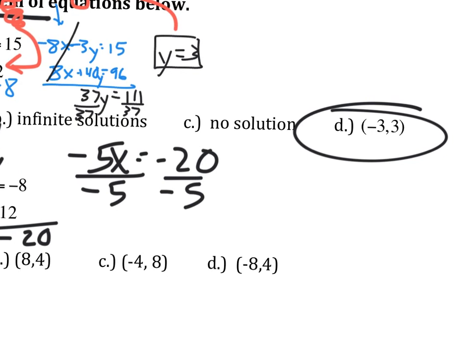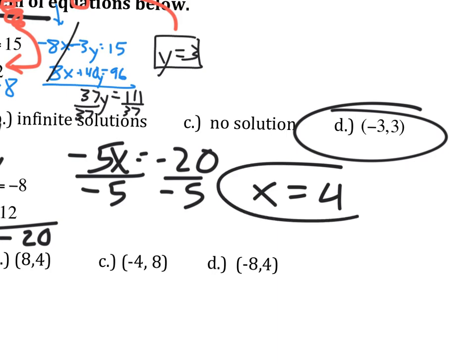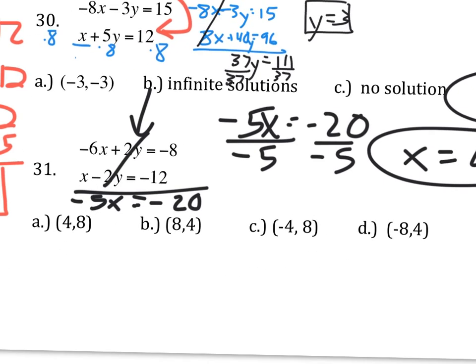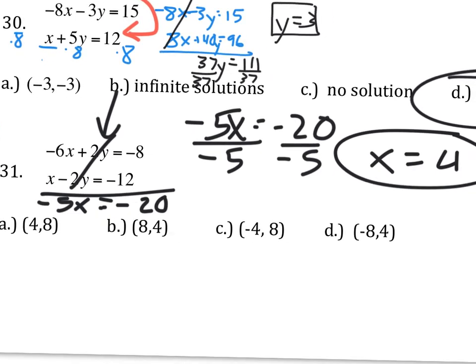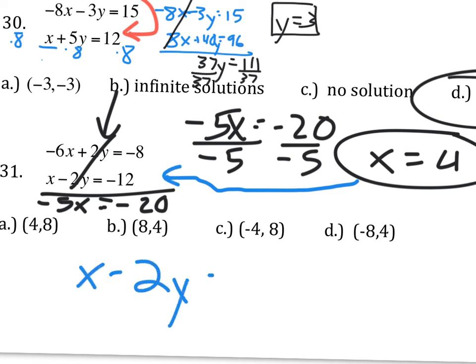So I get x is equal to 4. I learned my lesson. I'm not celebrating until I get my y value. I'm going to choose wisely. But yeah, let's go bottom equation. x minus 2y equals negative 12. I know what x is. It's 4. So I substitute it in.